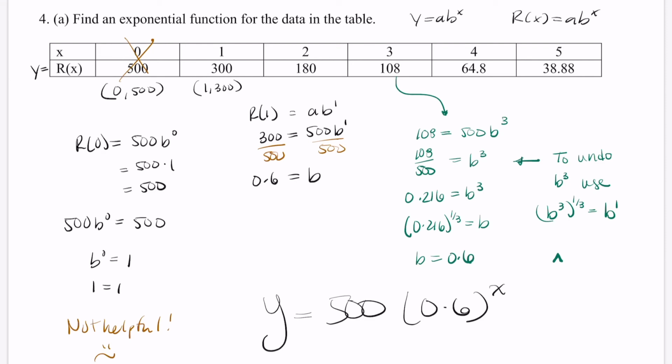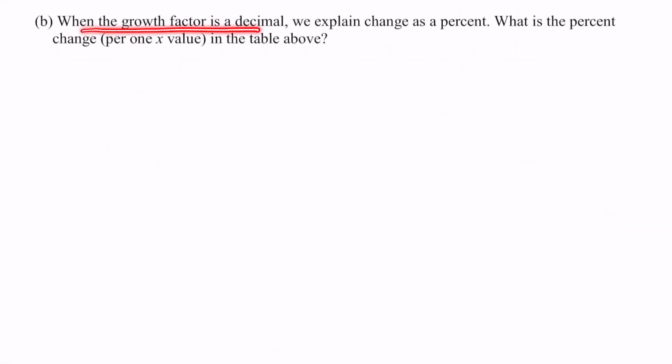Let's finish off with part B. When the growth factor is a decimal, we explain the changes as percent. What is the percent change per 1 x value of the table above? So what we did on the previous page. And if you remember, we found y equals 500 times 0.6 to the x power to be our equation. And we know it's decay since everything is getting smaller in the table. Also, 0.6 is less than 1, so this is decay.